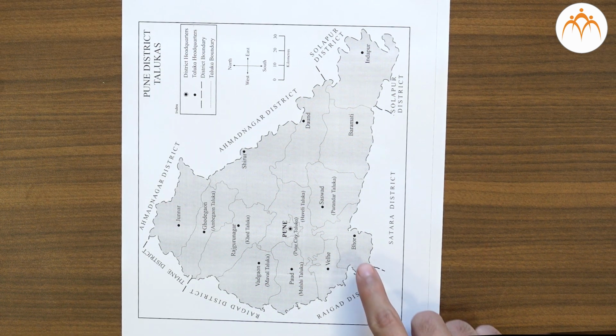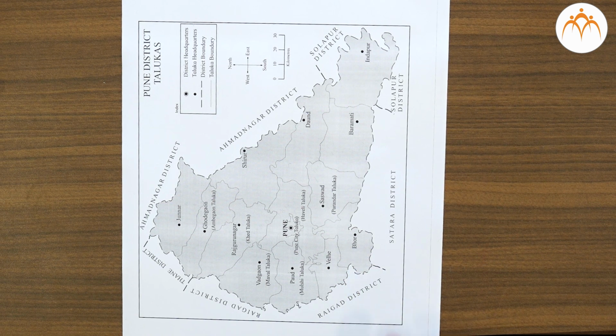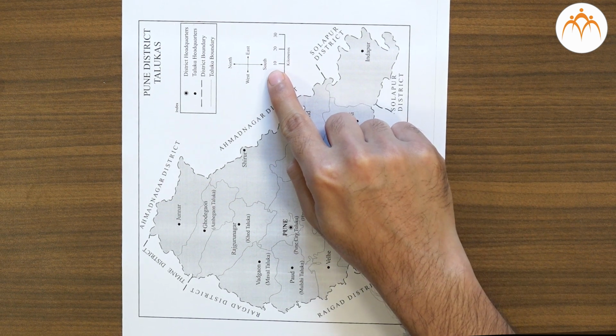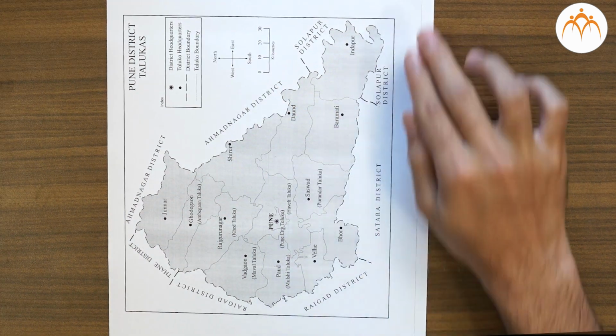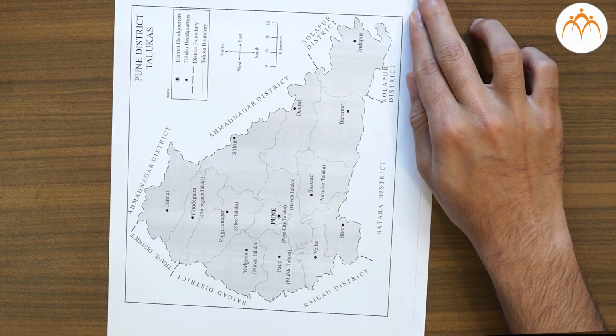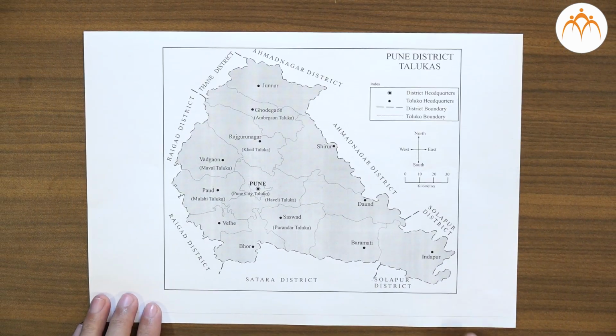Now tell me, in which direction is Bhor? Bhor is in the south. Correct. Now you have understood the importance of aligning the actual direction with the direction in the map. It is necessary to know the direction. Also, it is important to be able to read the directions in a map. By read the directions, I mean we should be able to understand and use them in the correct way.